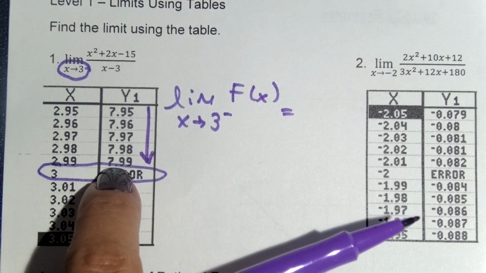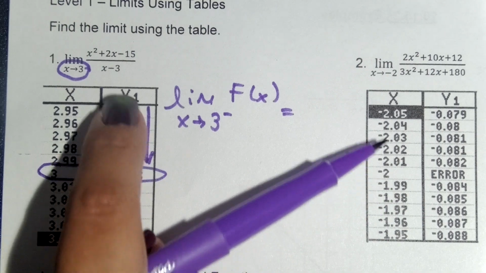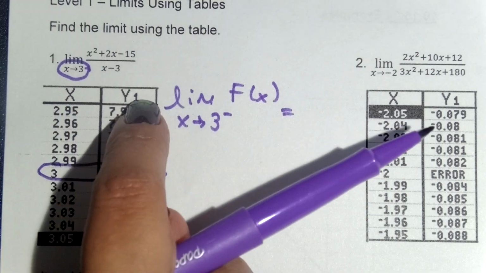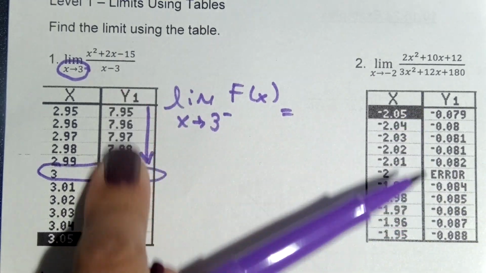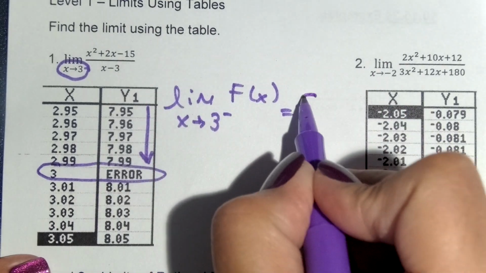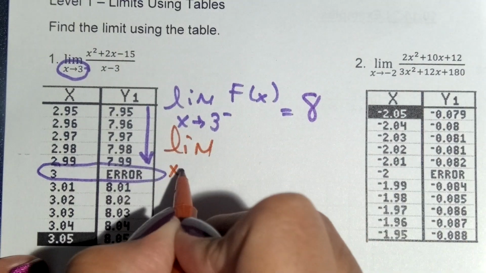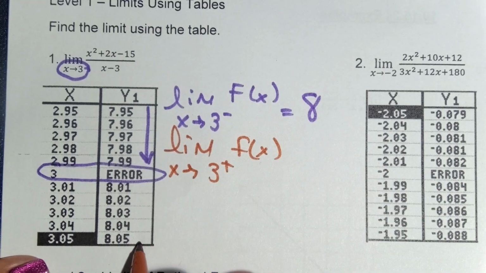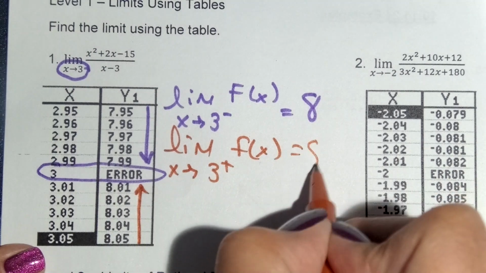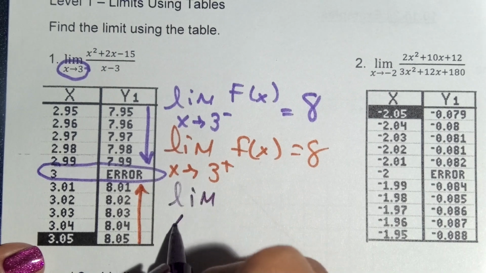Where is this going to? What value is it approaching? 8. Remember, yes, it's approaching 3, but when we're looking for the answer, we're actually looking for the y value. So this is getting closer to 8. What about from the right? So now we're looking this way. Also 8. So what's that mean about the regular limit? It's also 8.